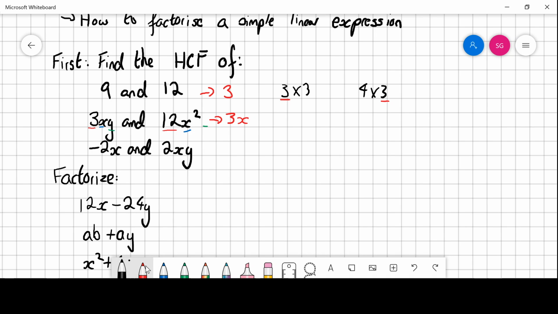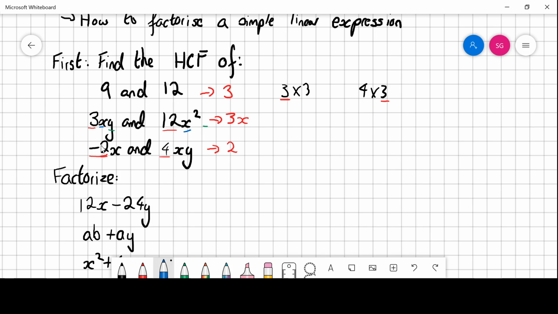Great. And then finally, we're going to do the same thing with 2x, and that actually was supposed to be 4xy. I'm going to quickly change that to 4xy. Great. And we know, okay, 2 and 4. What's the highest common factor of 2 and 4? Well, that is 2, obviously. So minus 2 and 4, the highest common factor is 2.